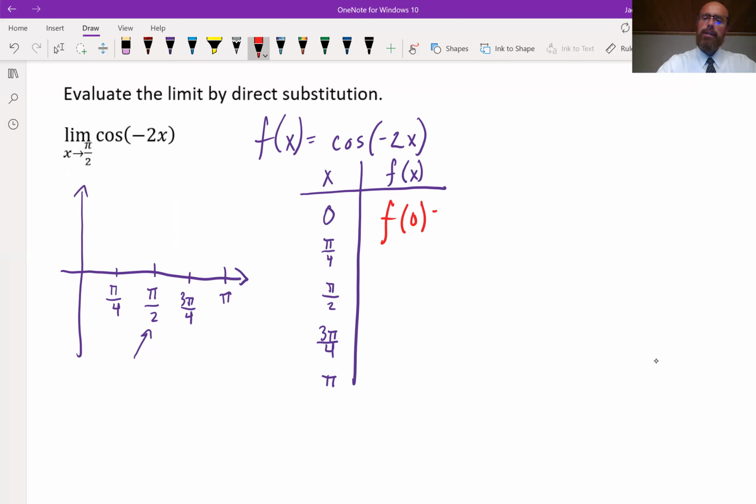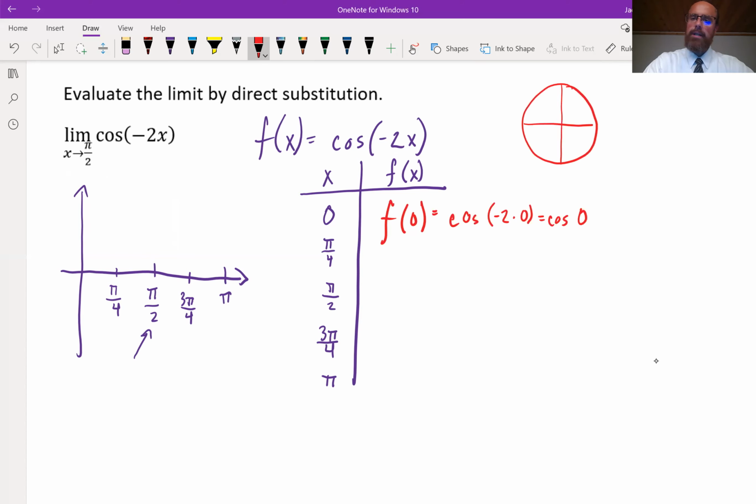So we are substituting in for x, so that's cosine of negative 2 times 0, which is cosine of 0. Recall from the unit circle, if I'm on the unit circle at 0 radians, that's right here on the positive x-axis. So cosine is x over the radius. At 0, that x is identical to the radius, so cosine of 0 is 1 over 1, which is just 1. So we've got the initial point 0, 1.